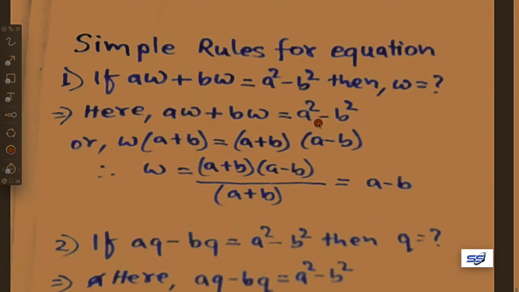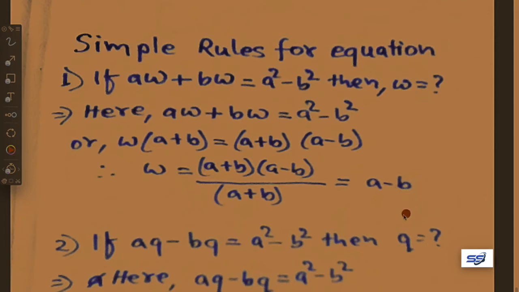Now this a square minus b square shall be expanded as per the algebraic formula, a plus b times a minus b. Therefore w equals a plus b, a minus b, upon a plus b. The upper one is divided by the lower one. Here a plus b is similar in both, so it is cancelled and the rest is a minus b only. Therefore we can say that the value of w is a minus b.